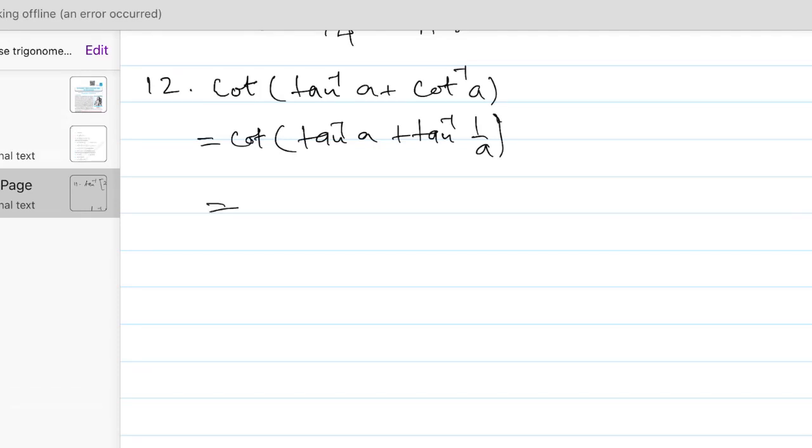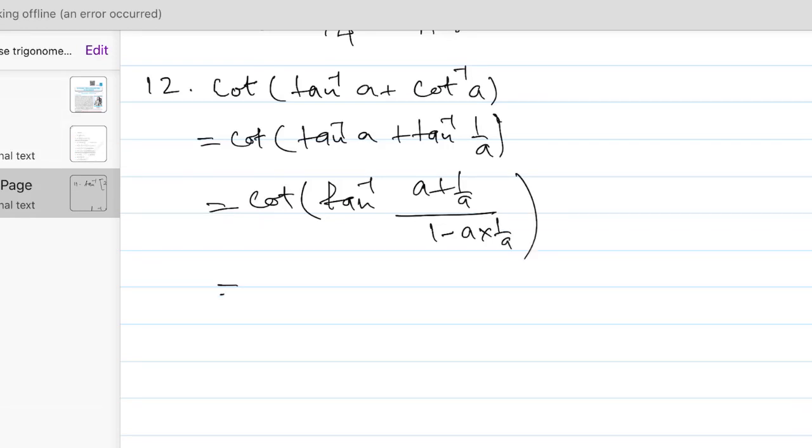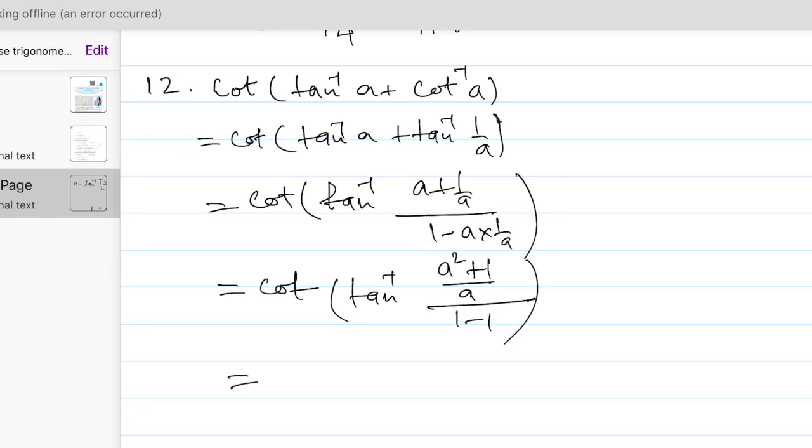First property cot. Now applying the fifth property, tan inverse x plus tan inverse y formula. So it will be tan inverse a plus 1 by a divided by 1 minus a into 1 by a. Cot tan inverse a square plus 1 divided by a divided by 1 minus 1.